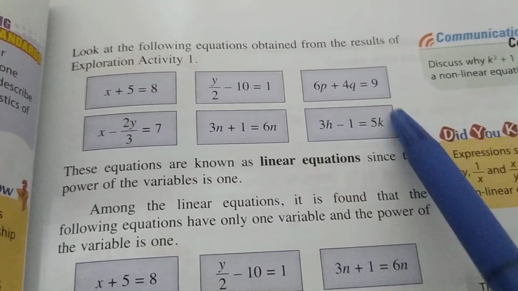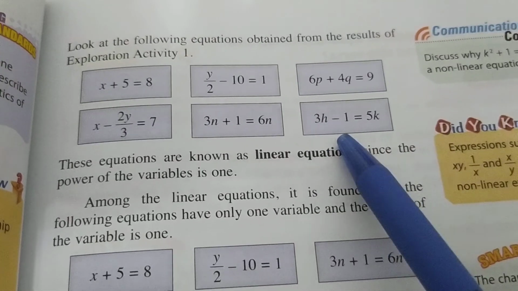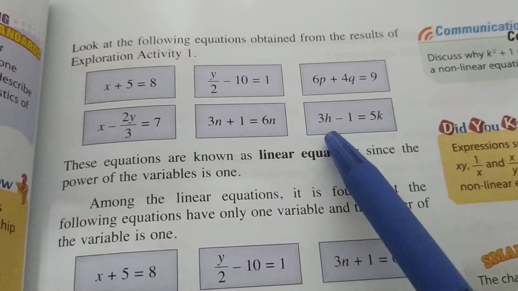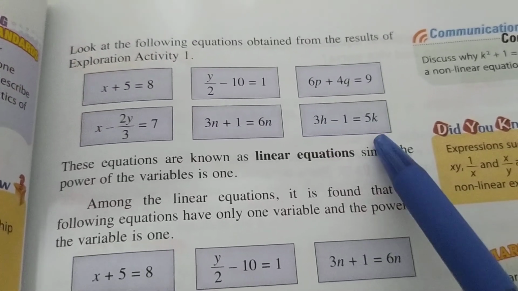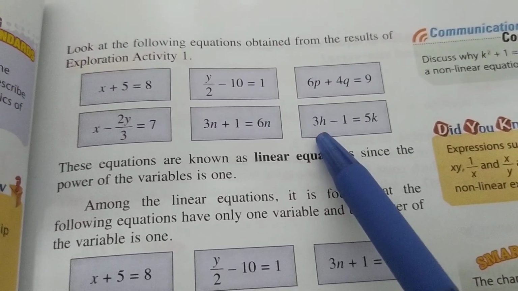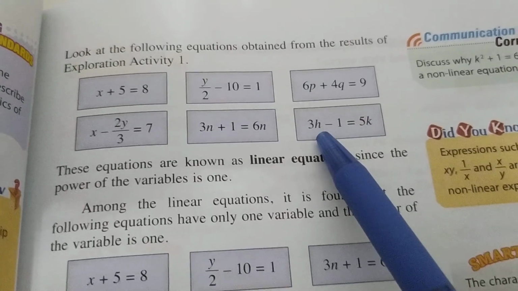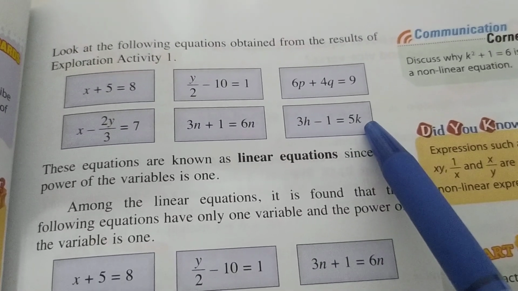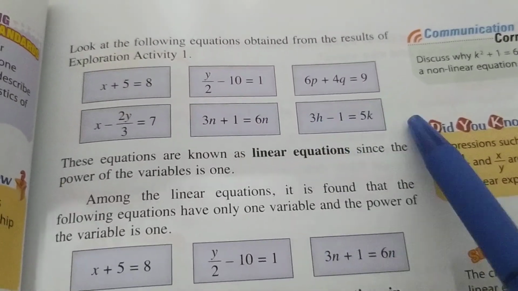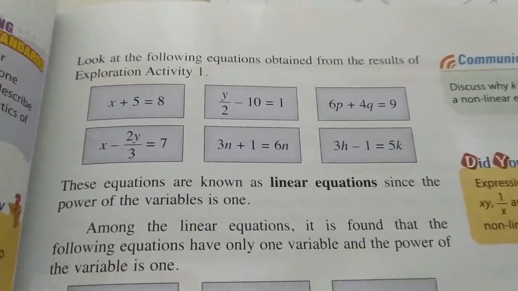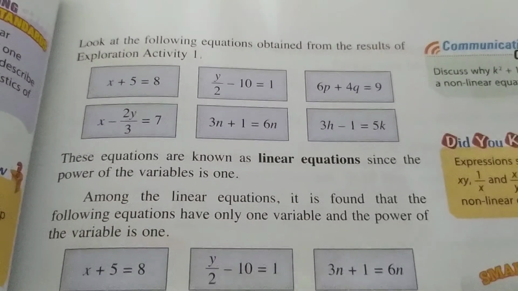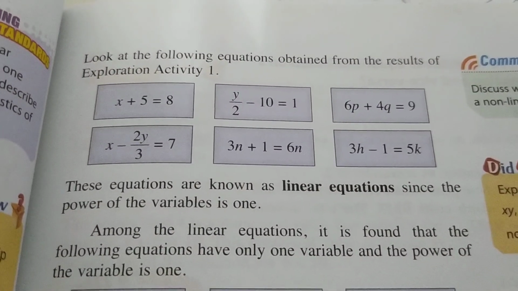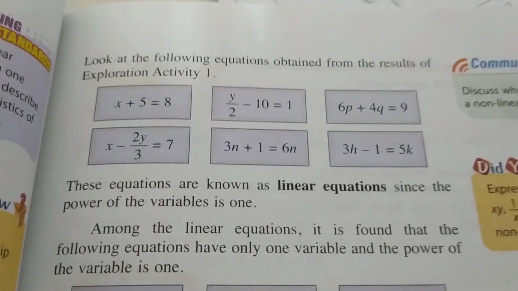Okay, for this equation, 3h minus 1 equal to 5k, we have two variables, which are h and also k. The power of h is 1. The power of k is also 1. So this one is also a linear equation. Alright, so you must understand again. A linear equation is an equation which has variables with a power of 1 only.